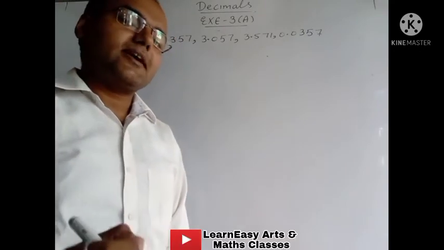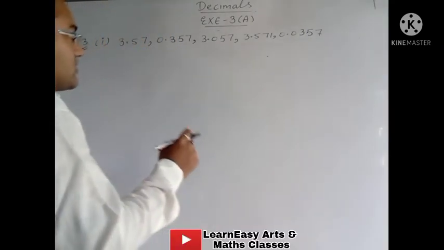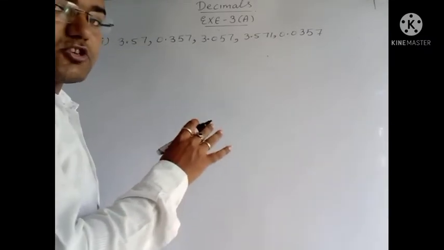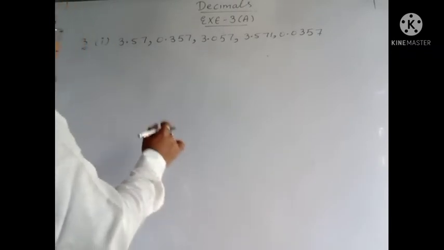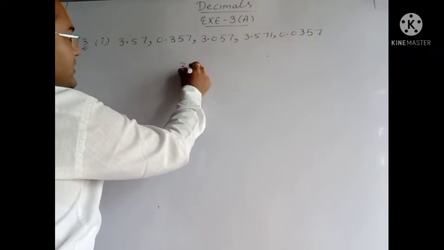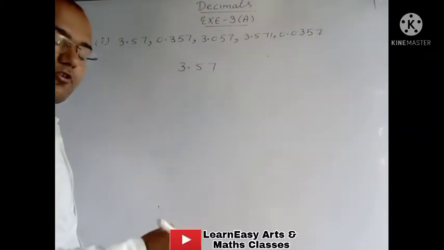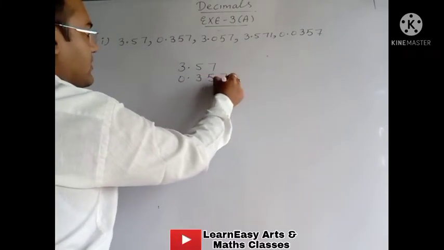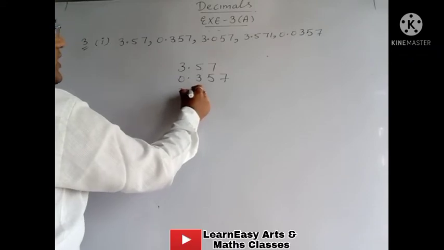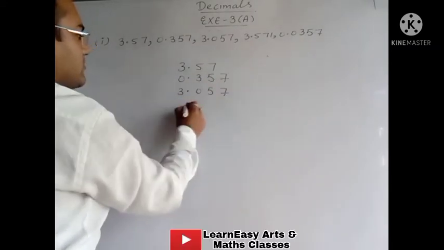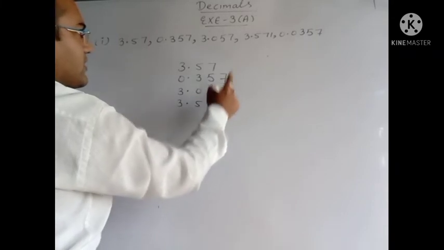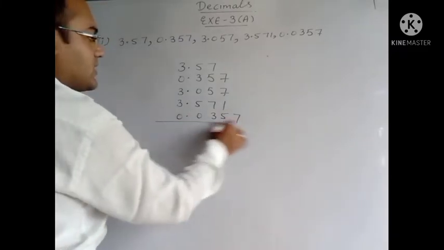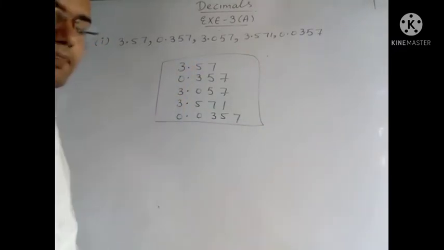Ascending order means first of all you have to write the smallest number. Okay, so what is the best way to do this question? Most of the students get confused in such questions. So the best and easy way is first of all you write all the numbers on different lines, and under the decimal you have to take decimal only. Second number is 0.357. Third number is 3.057. Fourth number is 3.571. Fifth number is 0.0357. Now these all numbers we have to arrange in ascending order.